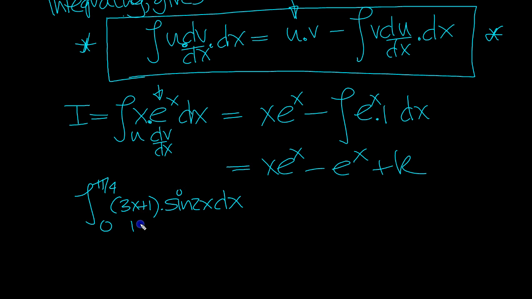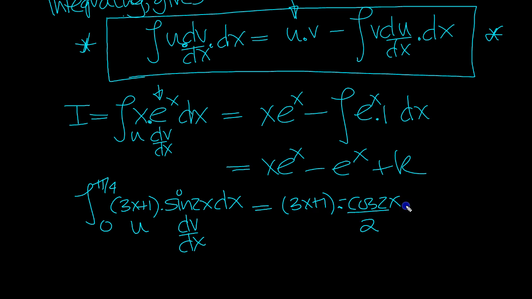So let's do it again then. u dv/dx. So the answer then, if we make this choice for the product, it would be u, which is 3x plus 1, times v. Now the integral of sine 2x, if you look it up, is minus cosine 2x over 2.